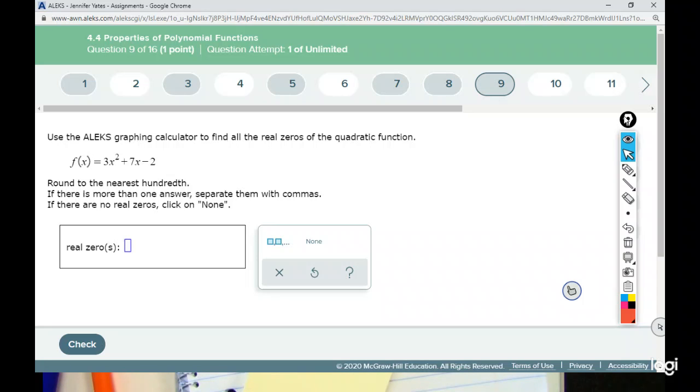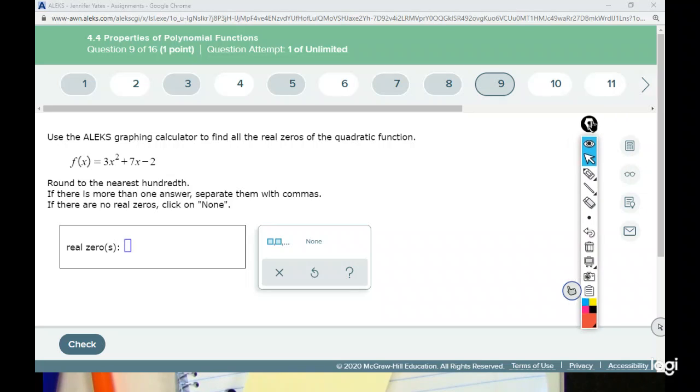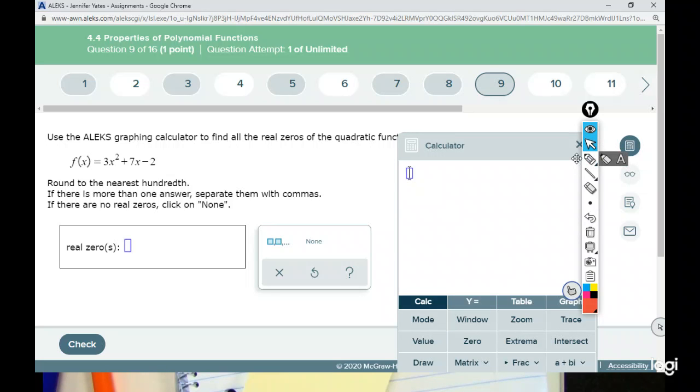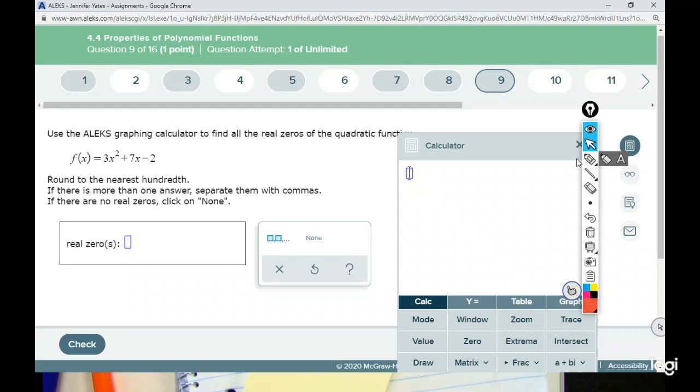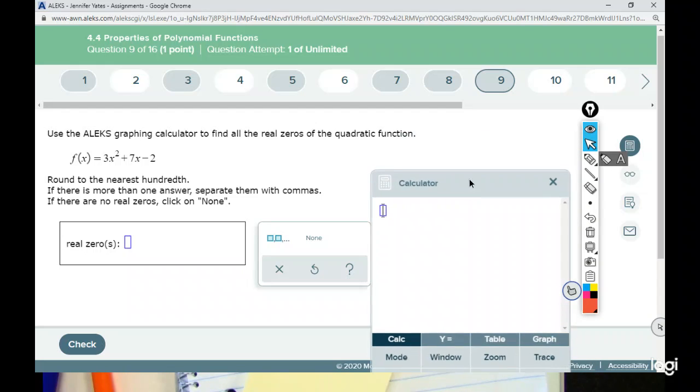Okay, this says use the calculator. And I know you probably did this last year, but I do want to remind you how to do it. So we're going to grab the calculator. And this is where I knew I was going to need the mouse. And sometimes telling the calculator what you want it to do is the hardest part of this problem. It wants us to find the real zeros.